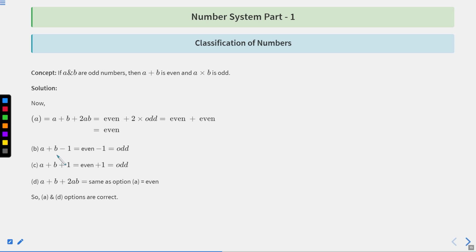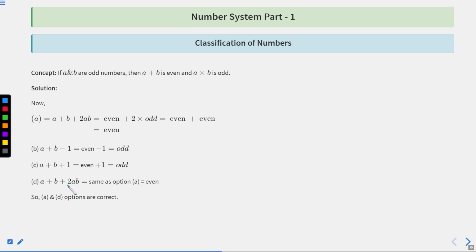Next, let us check option number B. A plus B minus 1. A is an odd number, B is an odd number, and their sum is an even number. And when we subtract 1, definitely after an even number there is an odd number, and before an even number there is an odd number. So even minus 1 is going to be an odd number. Option number C. A is an odd number, B is an odd number, their sum is going to be even. And as I just mentioned, before an even number and after an even number there is an odd number. So this is going to be an odd number.